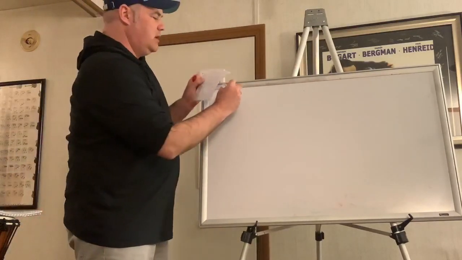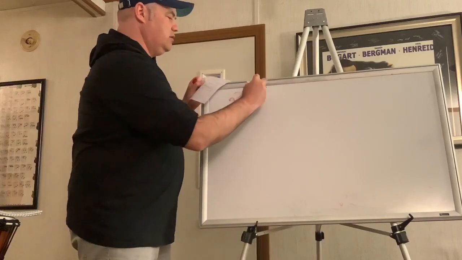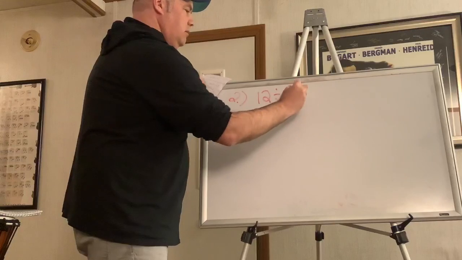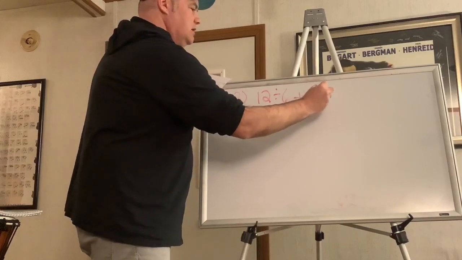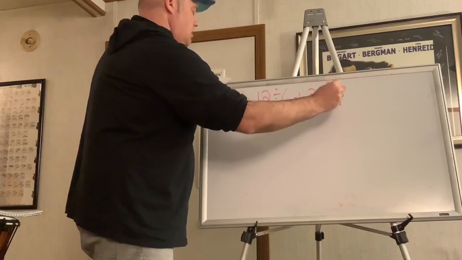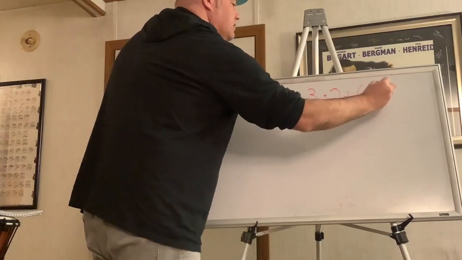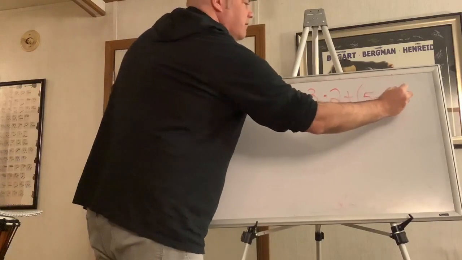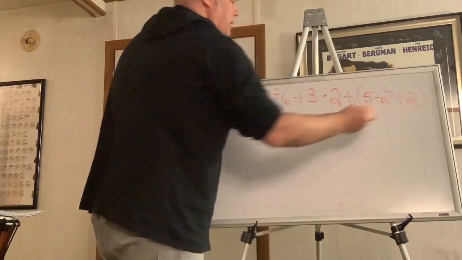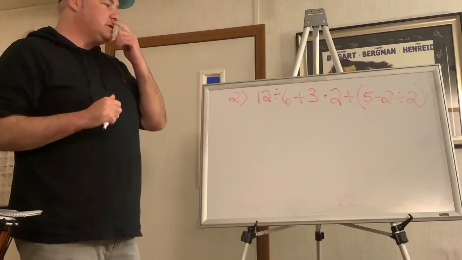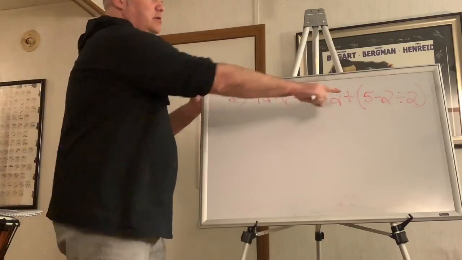Second problem is 12 divided by 6 plus 3 times 2 plus 5 minus 2 divided by 2. Okay, so this one we have a parentheses, so we have to deal with that first. So that's the first thing that we're going to do, down here in the parentheses.